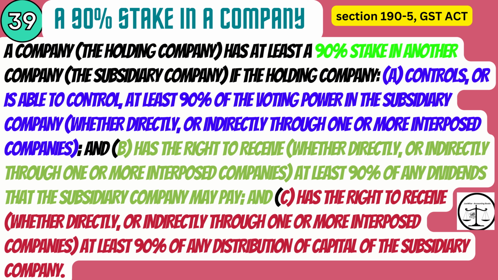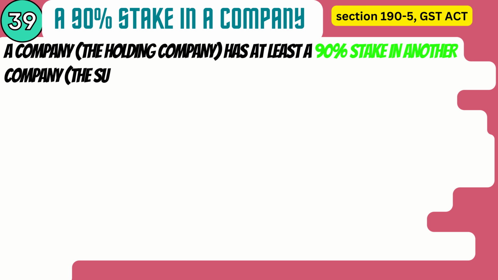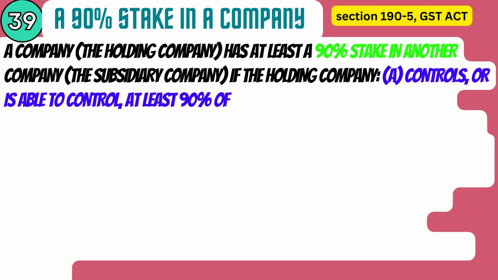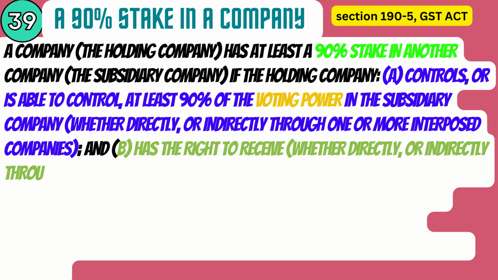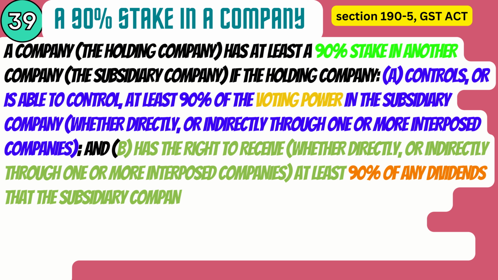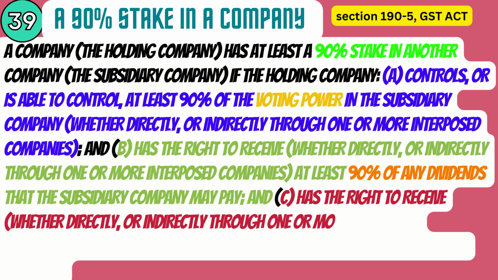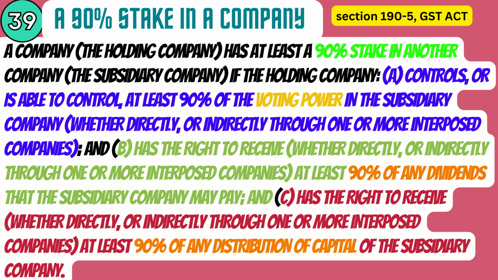At least a 90% stake in a company has the meaning given by section 190-5, which states that a company, the holding company, has at least a 90% stake in another company, the subsidiary company, if the holding company: a. controls, or is able to control, at least 90% of the voting power in the subsidiary company, whether directly or indirectly through one or more interposed companies, and b. has the right to receive, whether directly or indirectly through one or more interposed companies, at least 90% of any dividends that the subsidiary company may pay, and c. has the right to receive, whether directly or indirectly through one or more interposed companies, at least 90% of any distribution of capital of the subsidiary company.